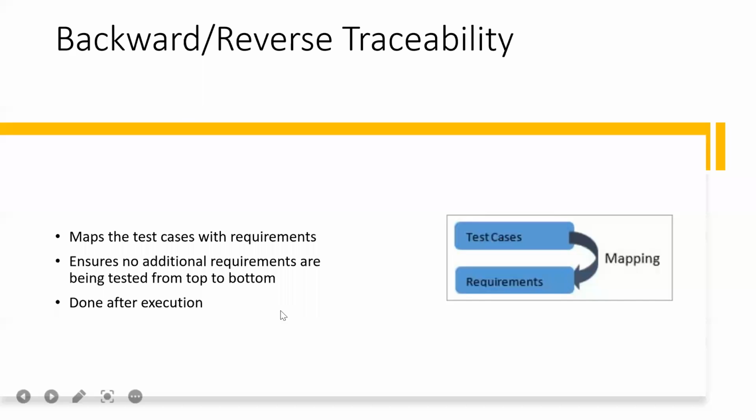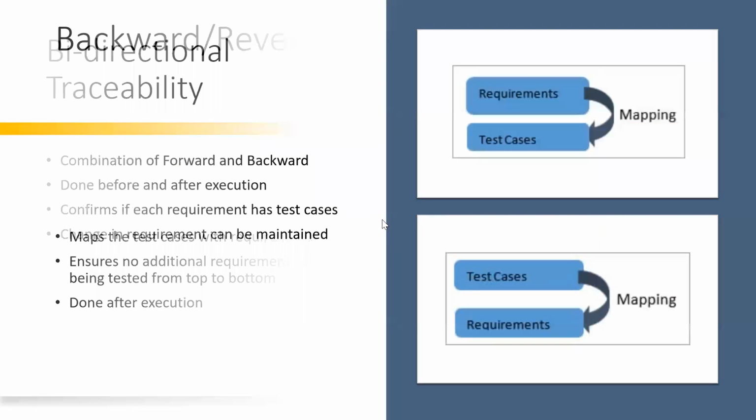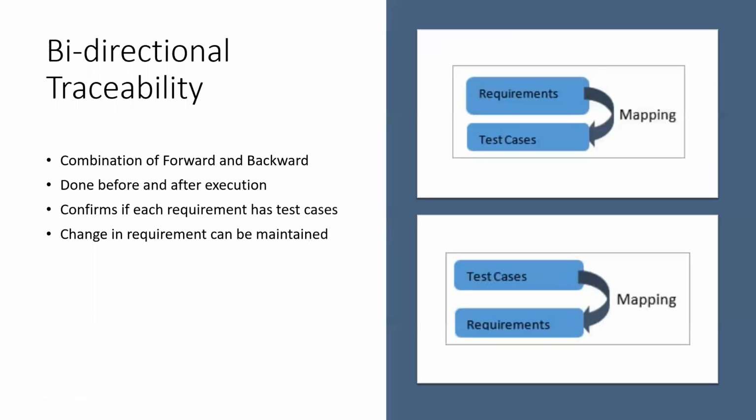Okay, so now this is what backward traceability is about. Now going to the bidirectional. Bidirectional is actually merging both, doing a combination of both forward and backward, which is going to be bidirectional traceability. It is done before and after execution, and it confirms that each requirement has test cases, and changes in requirements can be maintained while doing bidirectional traceability.